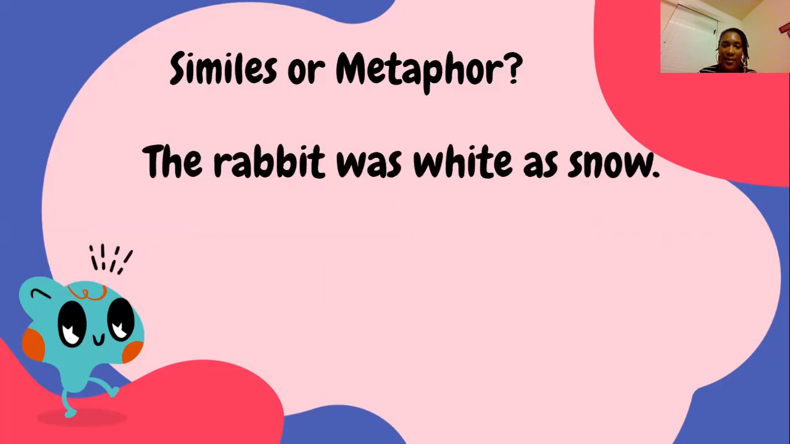One more. The rabbit was white as snow. Simile or metaphor? Clap 1 time if it's a simile, 2 times if it's a metaphor. Give you some seconds to think. 3, 2, 1. You should have clapped 1 time. The rabbit was white as snow. Simile, using like or as to compare 2 different things. A rabbit is being compared to snow. So simile, definitely just trying to express how white the rabbit was, given that visual.